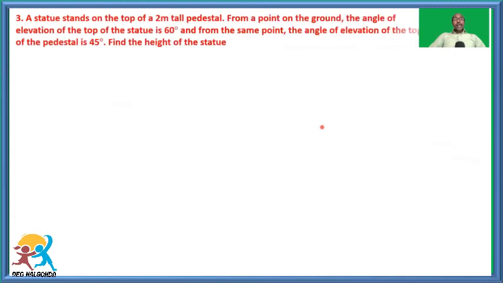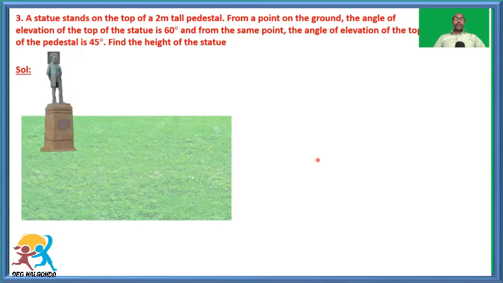A statue stands on the top of a 2-meter tall pedestal. From a point on the ground, the angle of elevation of the top of the statue is 60 degrees. And from the same point, the angle of elevation of the top of the pedestal is 45 degrees. Find the height of the statue. Okay, students. So let us see in the picture.